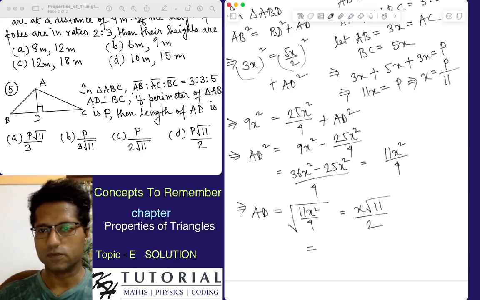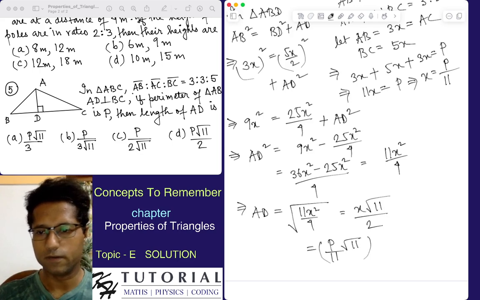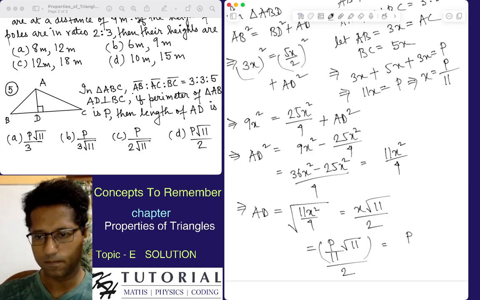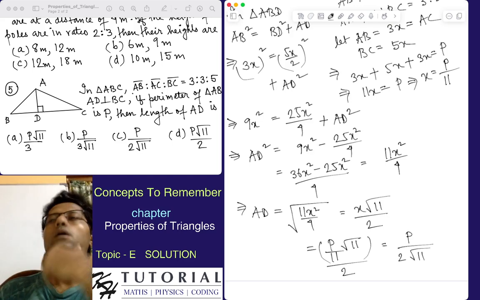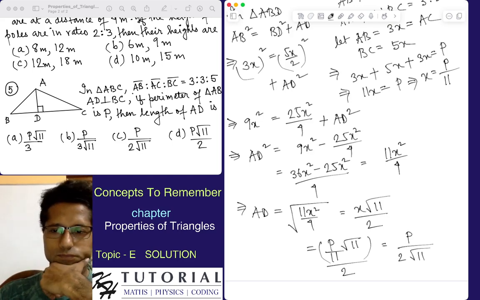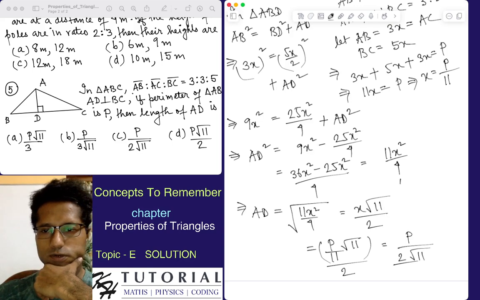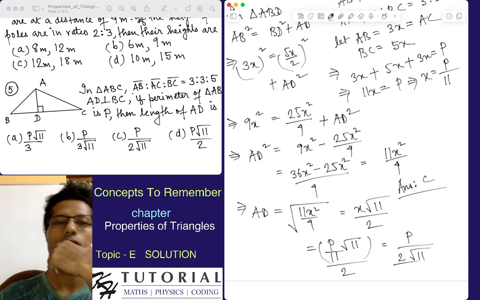If you substitute the value of x as P by 11, this is P by 11 multiplied by square root of 11 divided by 2. This is P by 2 into square root of 11. So the correct choice is C.